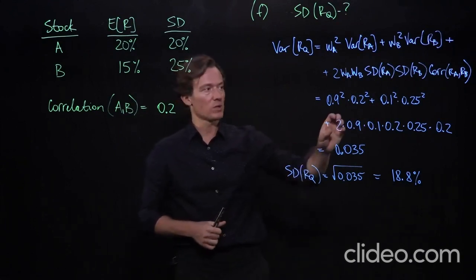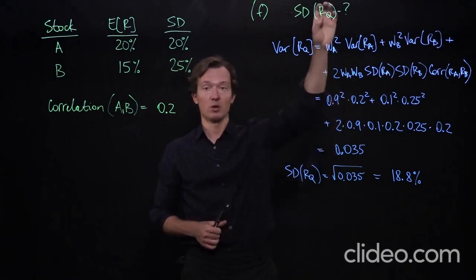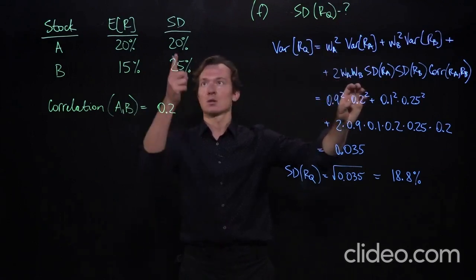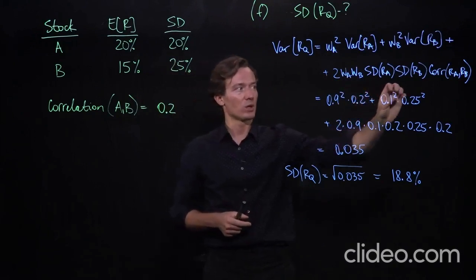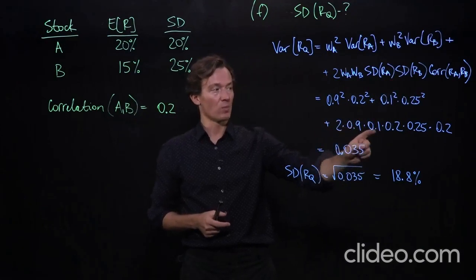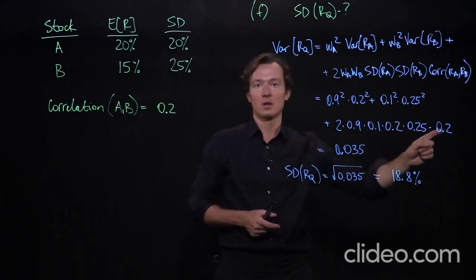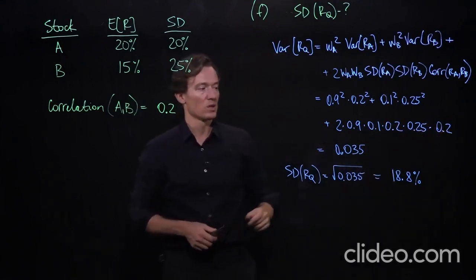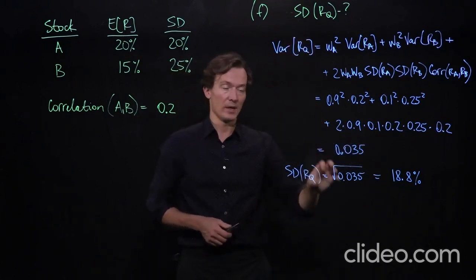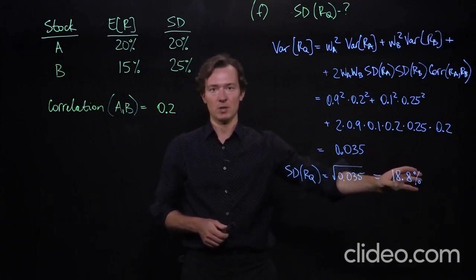So I plug in all of the numbers. So 0.9 squared, this is our weight, 90% that we put in this portfolio Q into stock A, so 90% squared, times 20% squared, plus 0.1 squared, times 0.25 squared, plus 2 times the 2 weights, so 0.9, 0.1, times the standard deviations, so 0.2, 0.25, times the correlation, so 0.2. So this gives me 0.035, and this is the variance of our portfolio Q. Taking the square root of that gives me the standard deviation of this portfolio Q, which is 18.8%.